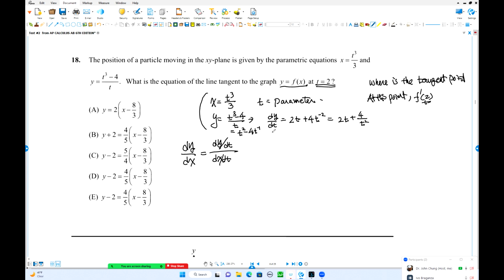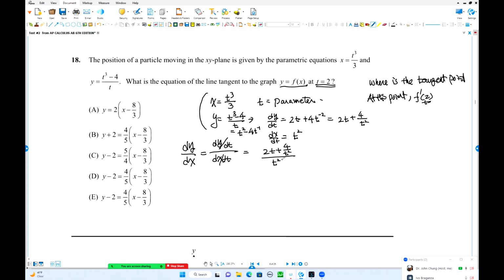What about dx dt? dx dt is what? 3 moves down. 3 times 1/3 is what? 1. That equals t squared. That is, dx dt is t squared. Now put these numbers into this equation over here. dy dt is 2t plus 4 over t squared, over dx dt, which is t squared. That is dy dx in terms of t.